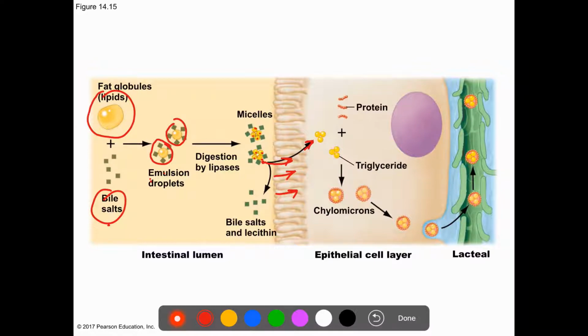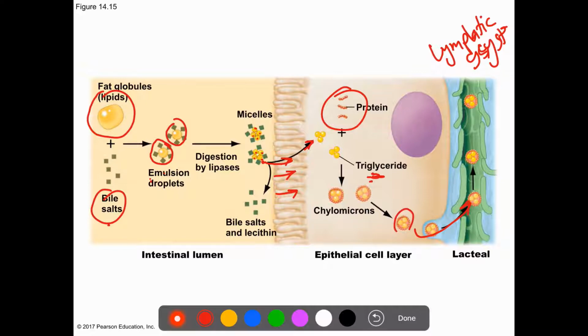Once they are inside the cells, they will be transformed into triglycerides. We'll add some proteins to them, and we will deliver them to the lymphatic system. Because these are large molecules, blood capillaries cannot take them. So the lymphatic system will take care of them. This is how the fat is being absorbed.